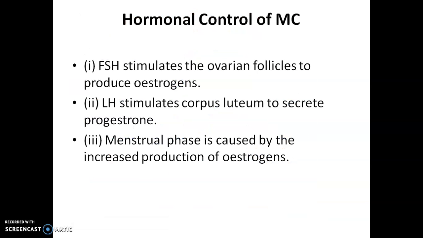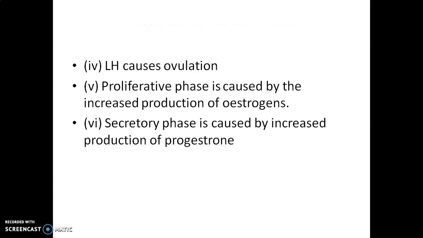Now let's discuss the hormonal control of menstruation. FSH stimulates the ovarian follicle to produce estrogen. LH stimulates the corpus luteum to secrete progesterone. The menstrual phase is caused by reduced production of estrogen. LH causes ovulation. The proliferative phase is caused by increased production of estrogen. The secretory phase is caused by increased production of progesterone. No need to study it by heart. You just study the 4 phases of the menstrual cycle, and automatically you can write the involvement of hormones in it.